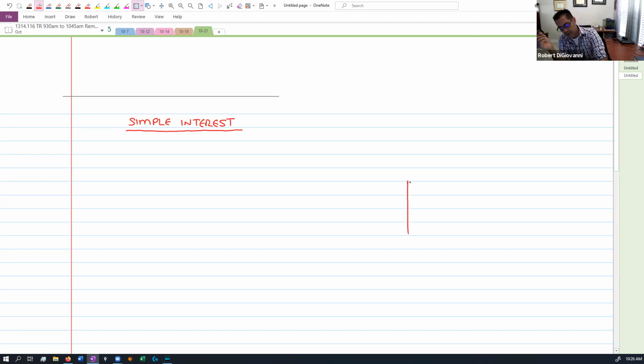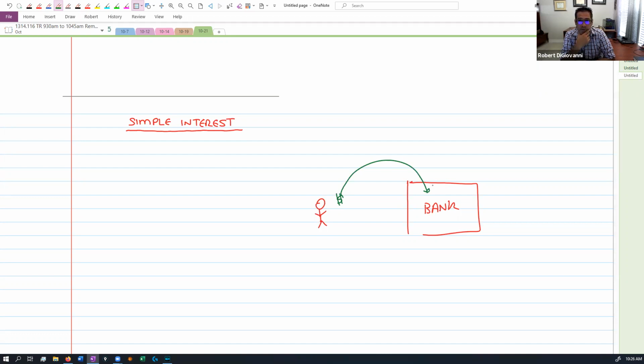Here's the bank, and here you are. You decide to take your money and put it into the bank. The bank says, okay, thank you very much. Every month, we're going to give you a little bit of money for letting us have your money. And the way they calculate that is by using a formula called the simple interest formula. Isn't that nice? The bank pays you to hold on to your money.